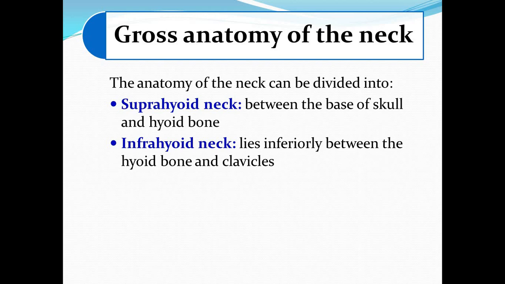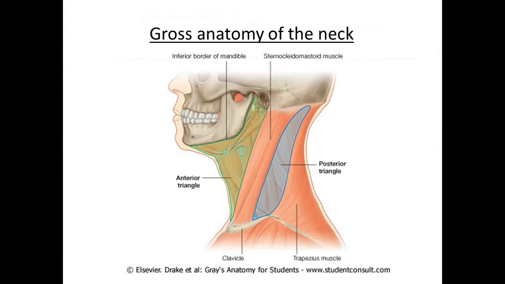The anatomy of the neck can be divided in relation to the hyoid bone into suprahyoid neck and infrahyoid neck. So from the level of the base of skull to the hyoid bone is suprahyoid, and inferior to the hyoid bone to the clavicles is the infrahyoid neck. This is an illustration from Gray's anatomy.